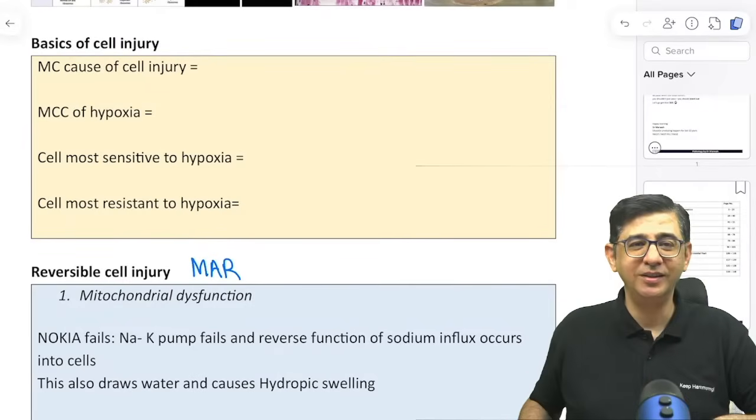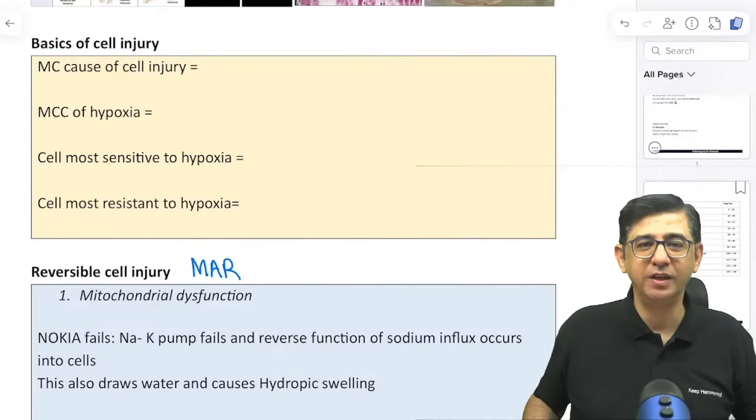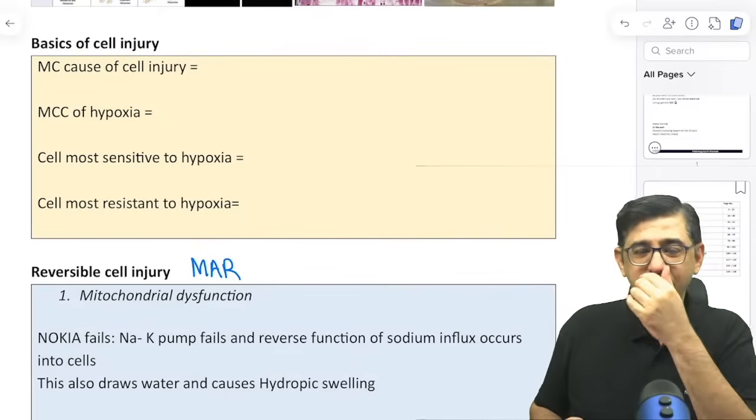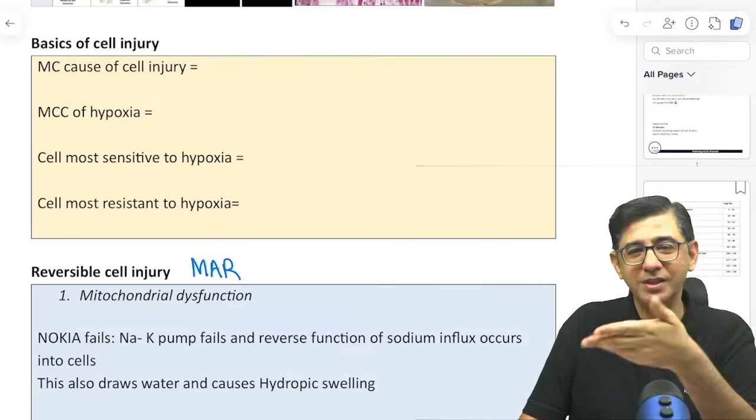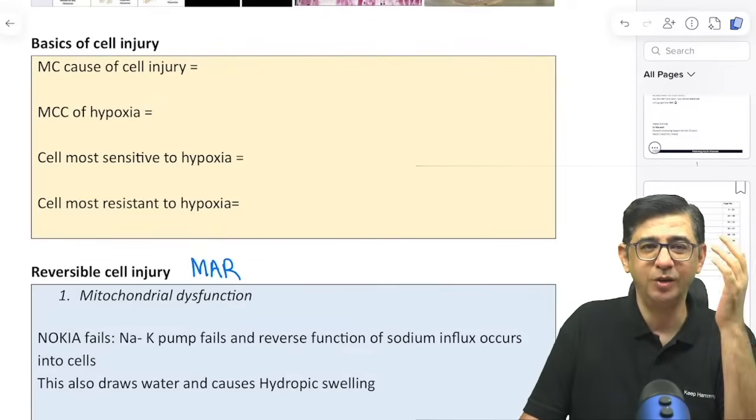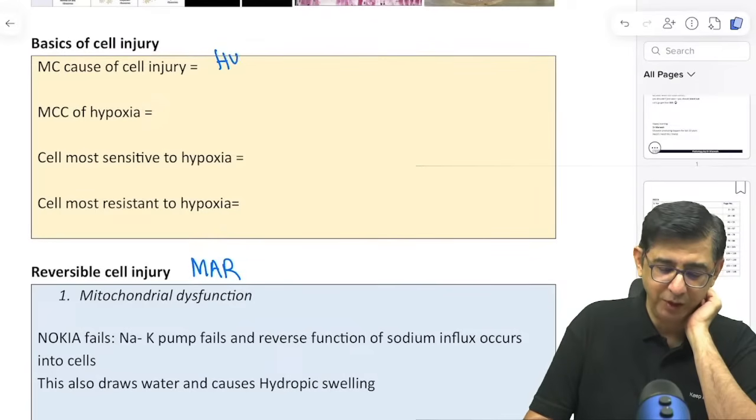Let's focus on some basic things that you guys have to remember. Reversible, irreversible cell injury and a couple of facts. So the most common cause of cell injury, standard questions, it is written everywhere. Most common cause of cell injury happens to be hypoxia.